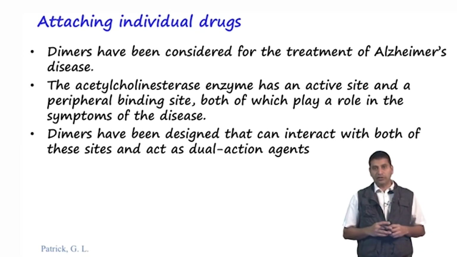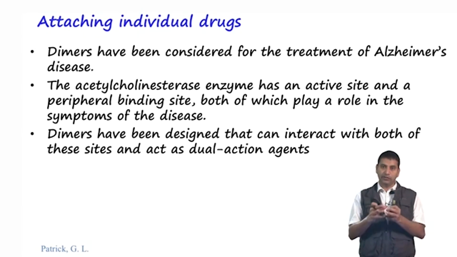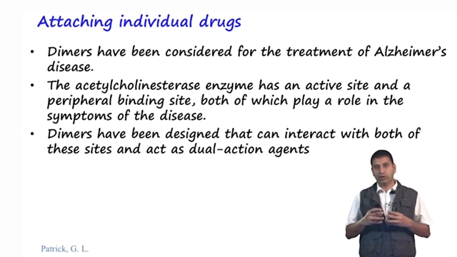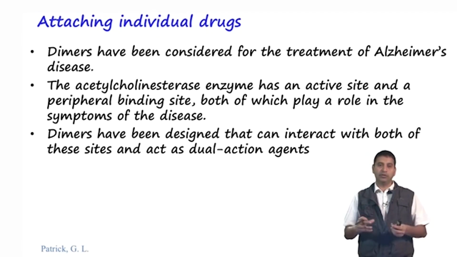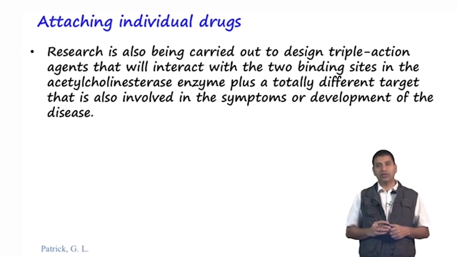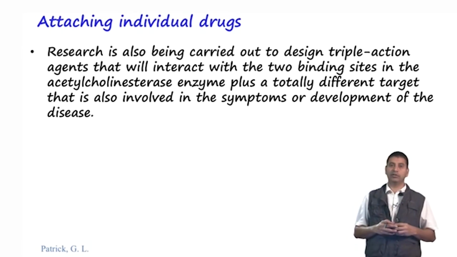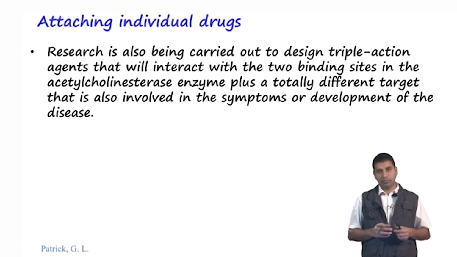Dimers have also been considered for the treatment of Alzheimer's disease. So, the acetylcholinesterase enzyme, which we have looked at previously, has an active site and a peripheral binding site, and both of these are suggested to play a role in symptoms of the disease. So, what we could do is we could use what is known as a dual action agent, wherein one of the components interacts with the active site while the other one interacts with the peripheral site. Research is also being carried out to design triple action drugs, wherein this will interact with two different binding sites in the acetylcholinesterase enzyme active site, and also a different target which is involved in the symptoms or the development of the disease.